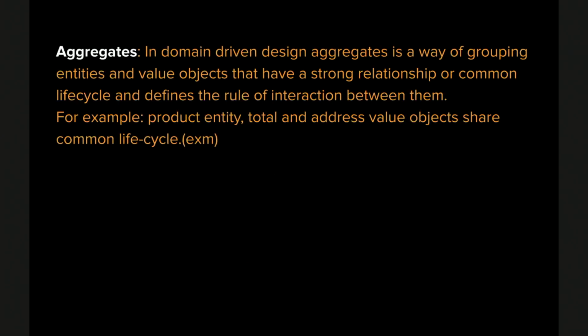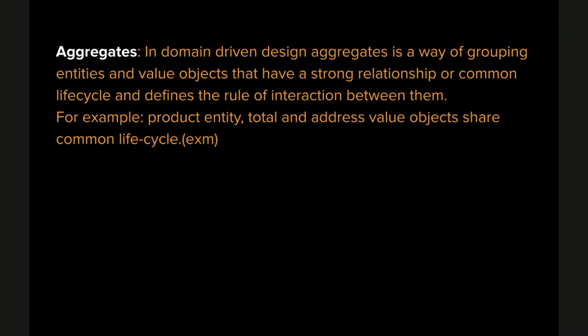Now, that's for value objects and entities, right? Now, let's look at aggregates. We have to create aggregates based on the value objects and entities we've identified. What are aggregates in domain-driven design? They are the way we group entities and value objects that have a strong relationship or common life cycle, and then we define the rules of interaction between them.